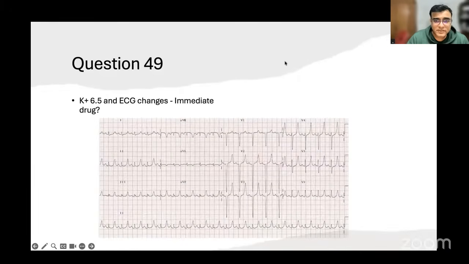They had shown an ECG with hyperkalemia, potassium 6.5, and they had asked what is the immediate drug. Obviously, membrane stabilization you need first. So calcium gluconate becomes the drug there to give.